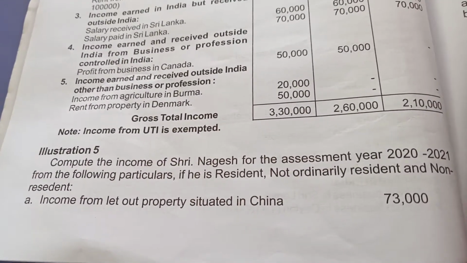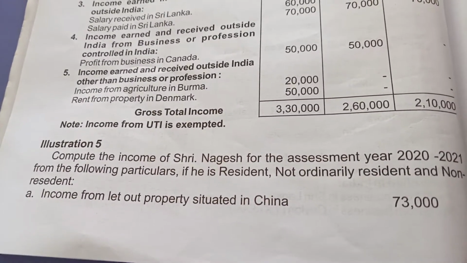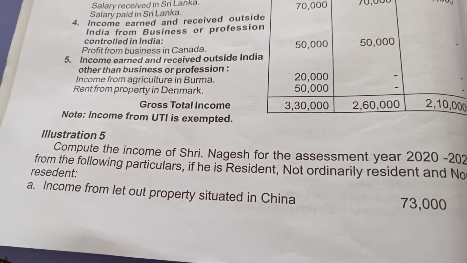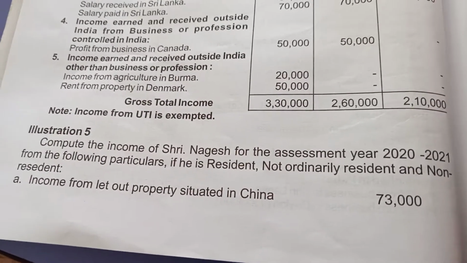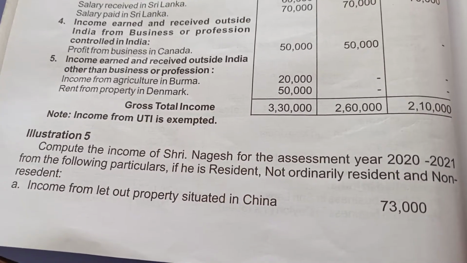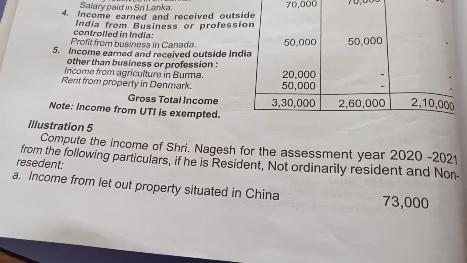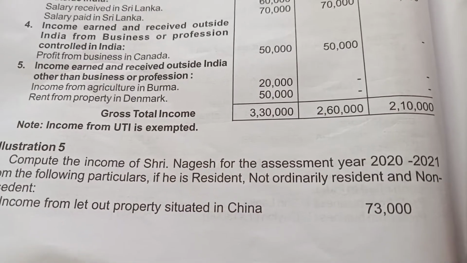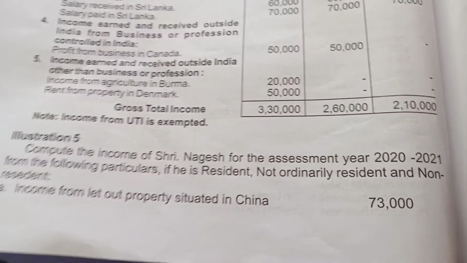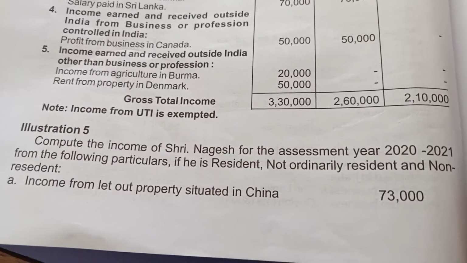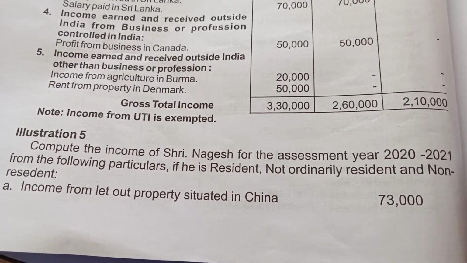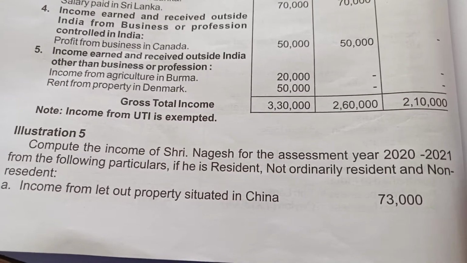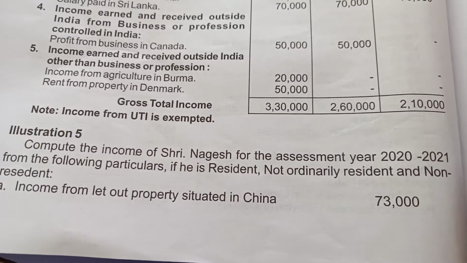Hello students, today let me solve illustration number 5. Compute the income of Sri Nagesh for the assessment year 2020-21 from the following particulars, if he is resident, not ordinarily resident, and a non-resident. Okay, this is the problem. Here in this problem you are supposed to compute the gross total income of Sri Nagesh if he is a resident, not ordinary resident, and the non-resident.